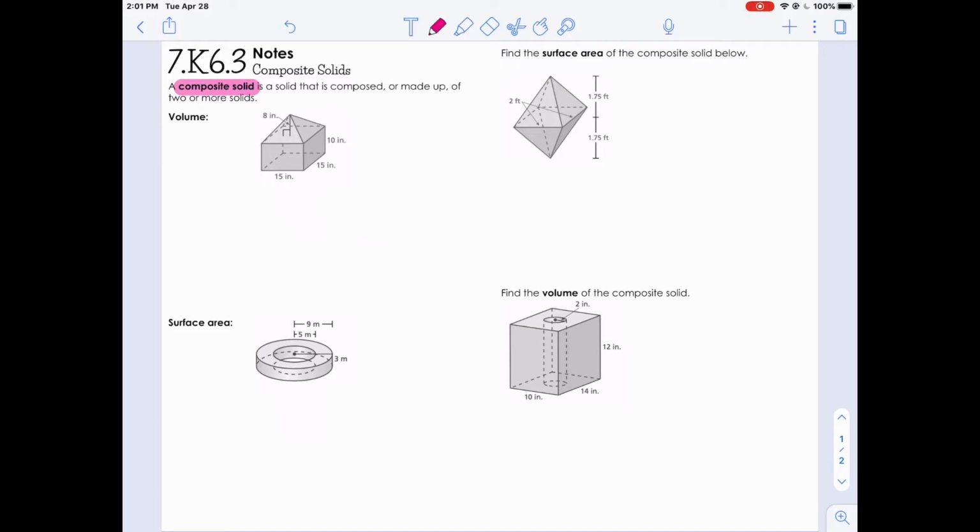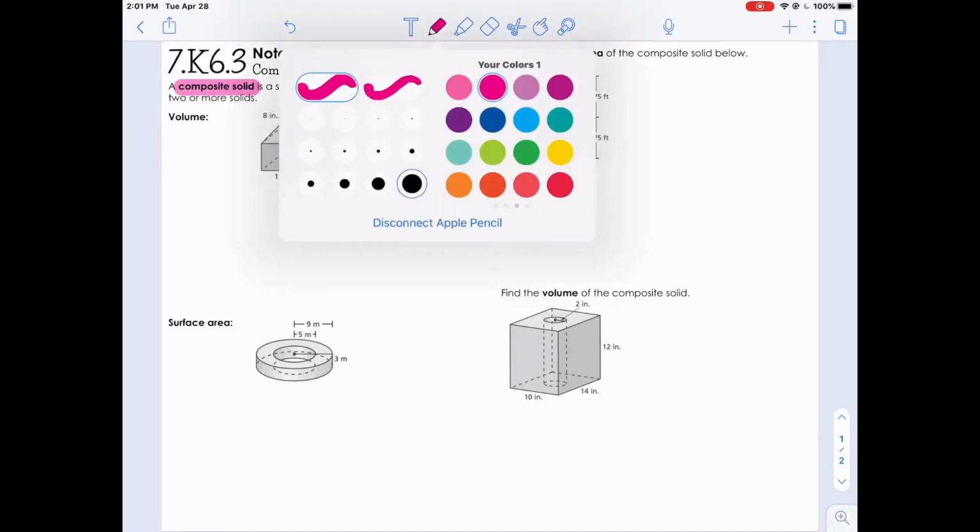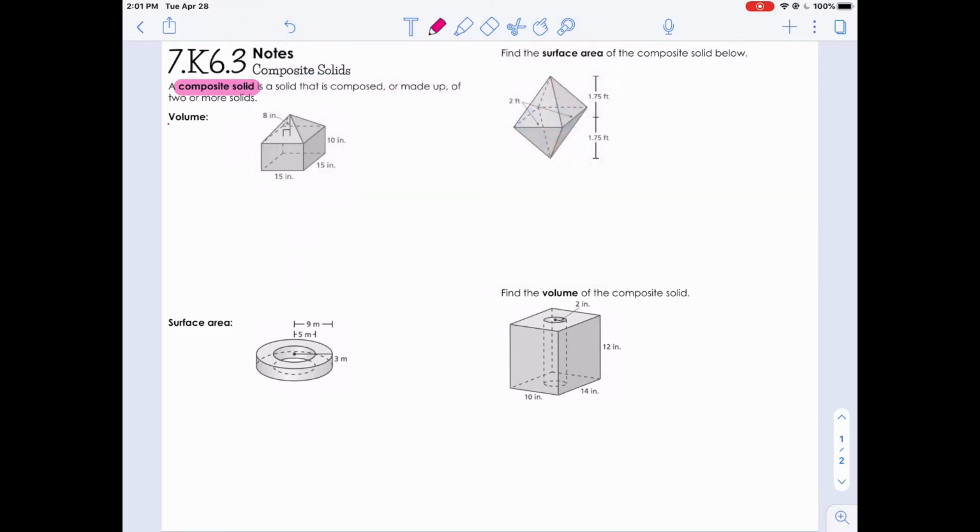If you have a printer at home, you can stop here and print these notes out. They are attached in the agenda. If not, you can draw sketches and follow along with me in your notebook. So let's dive right in.